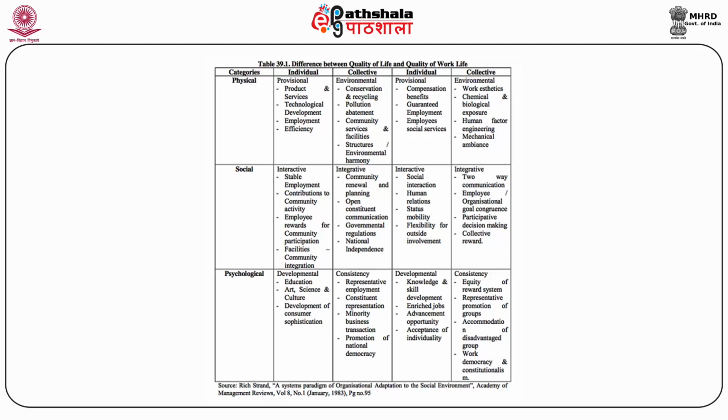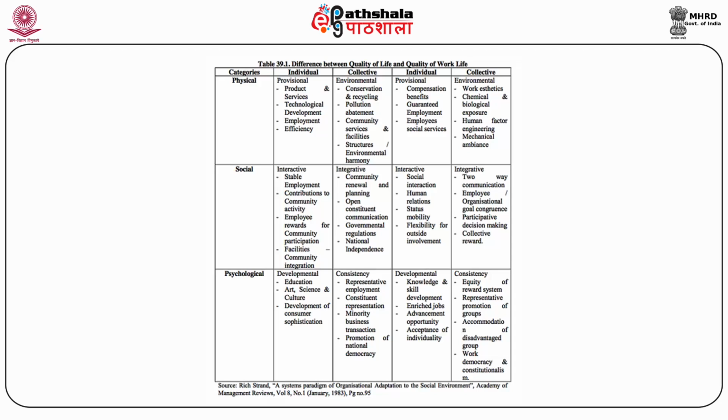And when we are talking about collective, it is work aesthetics, chemical and biological exposure, human factor engineering, and mechanical ambience. Category second is social. When we are talking about quality of life, it is interactive. It includes stable employment, contributions to community activity, employer rewards for community participation, facilities, community integration, and when we are talking about integrativeness, it is community will and planning, open constituent communication, government regulations, and national interdependence.